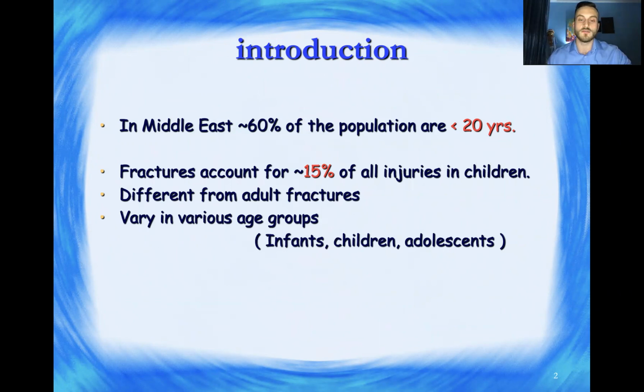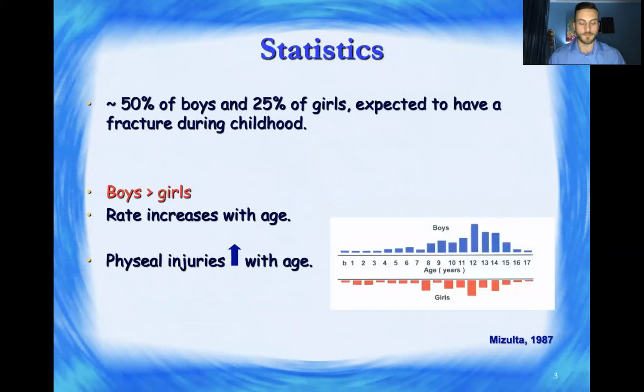Fractures account for about 15% of all injuries in the pediatric age group. And as you all know, according to the American College of Surgeons, the most common cause of death in young people, less than 40, is trauma. Okay, so for some statistics, boys are having much more incidence of trauma and fractures than girls. So it's about 2 to 1, so they have double the incidence. Physical injuries increase, as you can see in the graph, as the children get older.